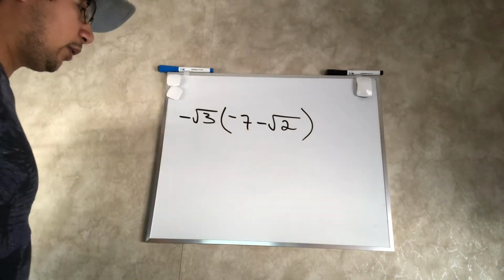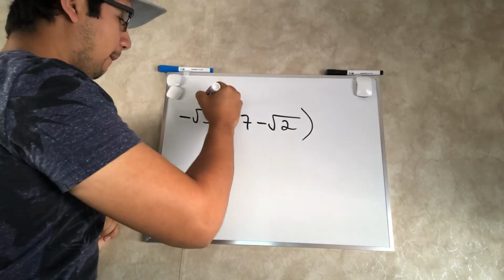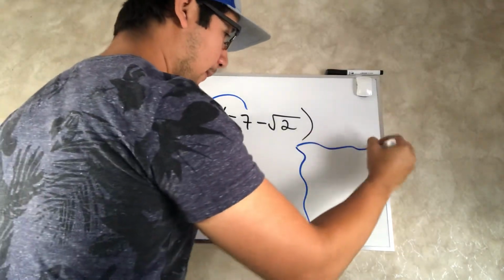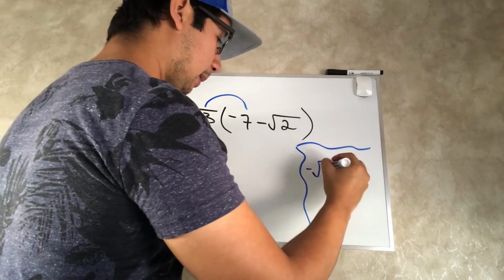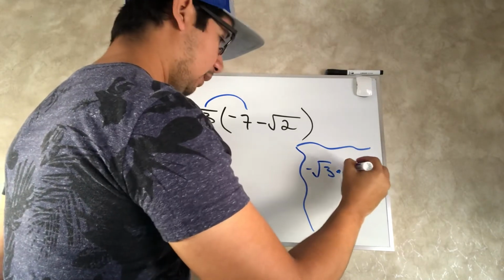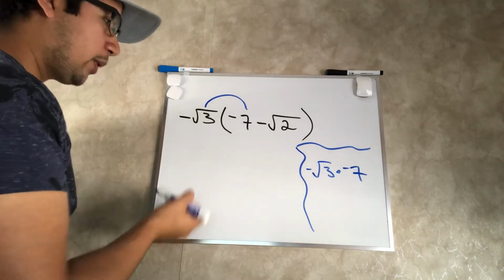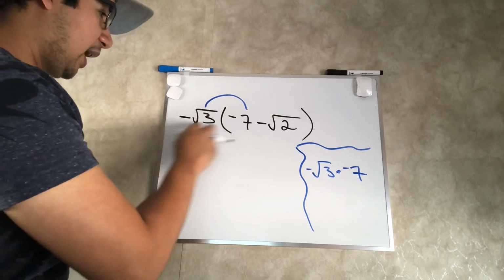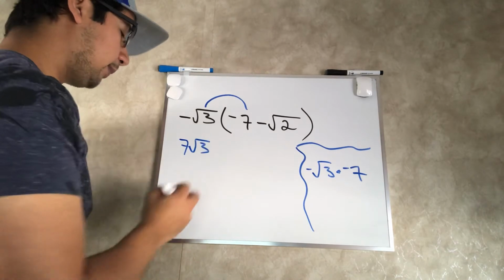Here we're going to distribute. So negative square root of 3 times negative 7. I'm going to do it here off on the side. Negative times a negative is a positive, so we're left with a positive, and we have 7 square roots of 3.